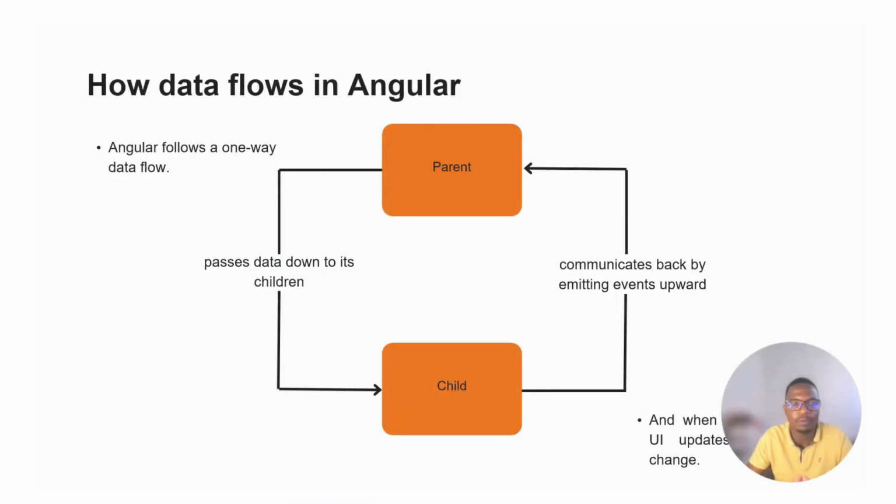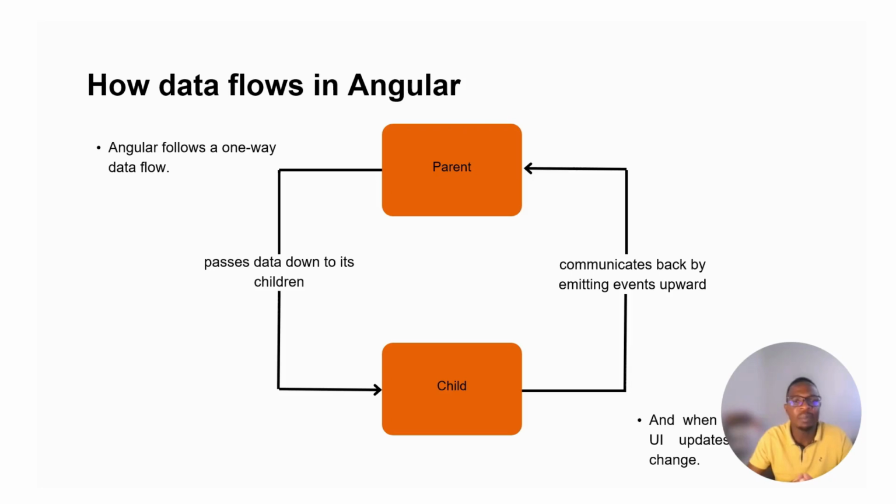Okay, so now let's talk about how data actually flows inside an Angular application. Angular follows a one-way data flow, which means data flows in a clear and predictable direction. A parent component passes data down to its children, and a child component communicates back to the parent by emitting events upwards. When a state changes, the UI updates to reflect that change. Nothing happens automatically behind the scenes. If something changes on the screen, it's because something explicitly triggered it to do so.